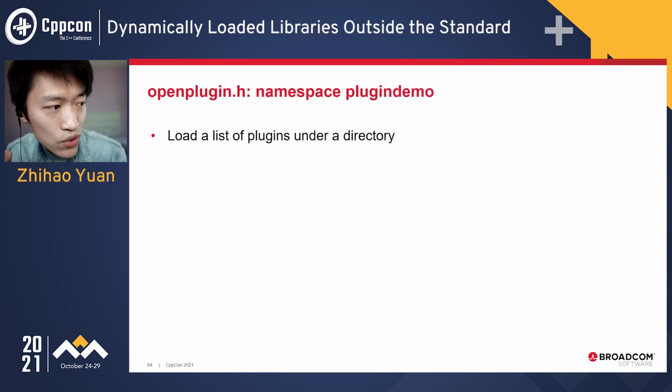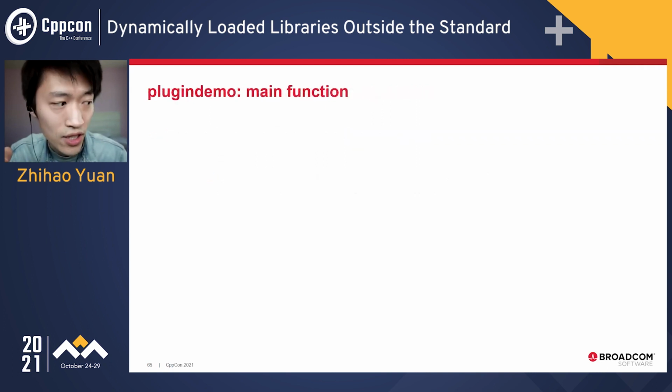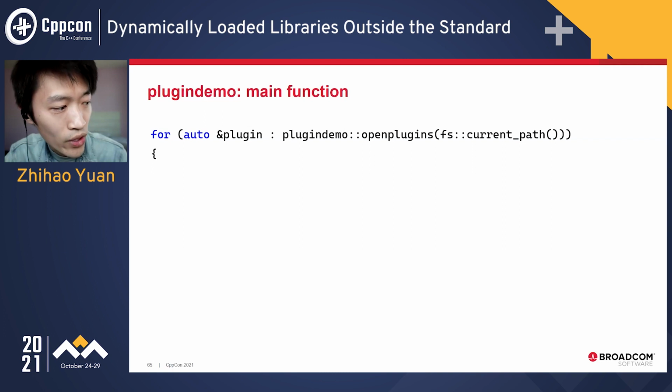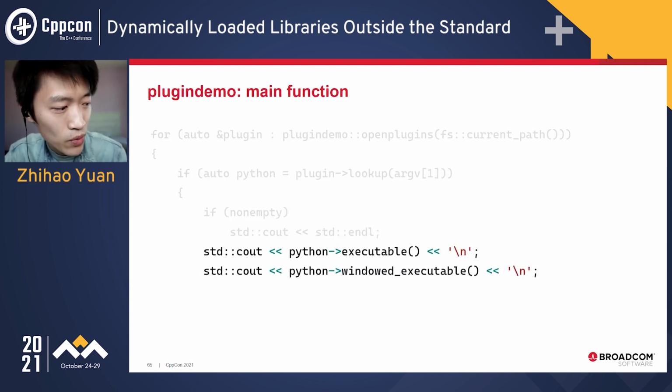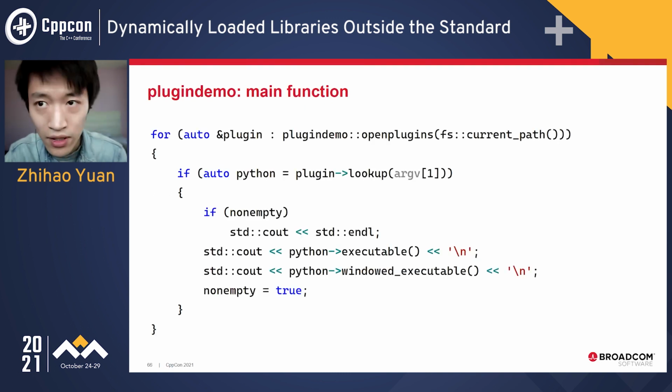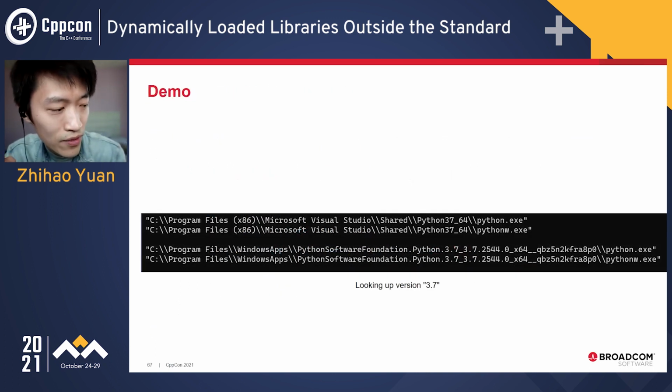The next step is to iterate over the file system to get all the plugins. So this function, open plugins, looks for the plugins in the directory and returns a vector of all of them. In the map function, here's how we use it. For each plugin under the current working directory, we look up a specific Python version, and print its executable and windowed executable. That's it. So here's the demo of looking up version 3.7.